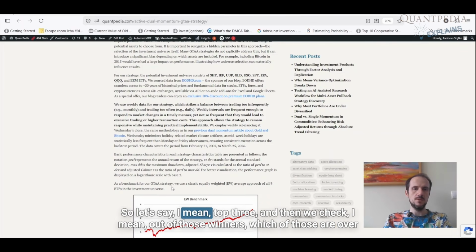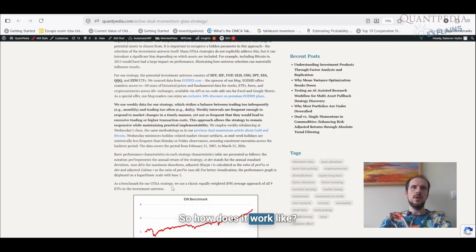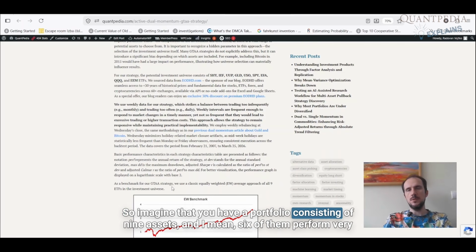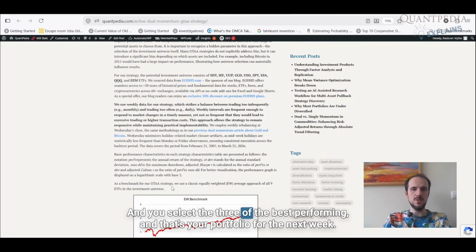So let's say the top 3, and then we check which of those winners are over the moving average or have a positive performance. So how does it work? Imagine that you have a portfolio consisting of 9 assets, and 6 of them perform very well, and you pick the 3 that are performing the best on, let's say, a 6-month basis, and that's your portfolio for the next week.